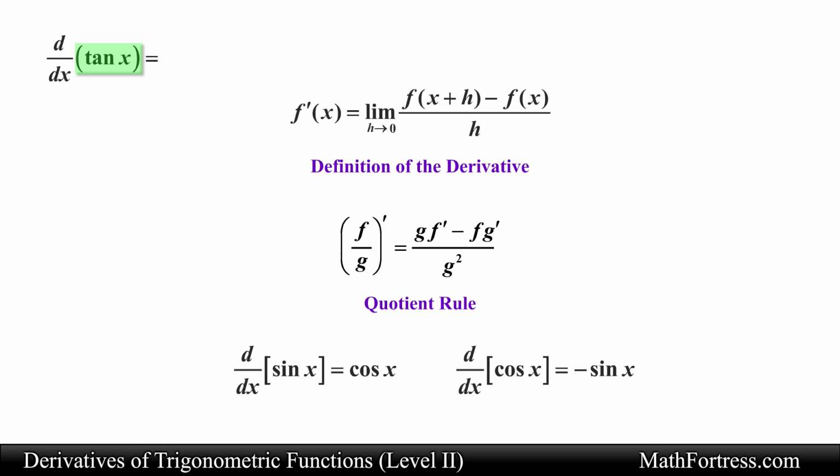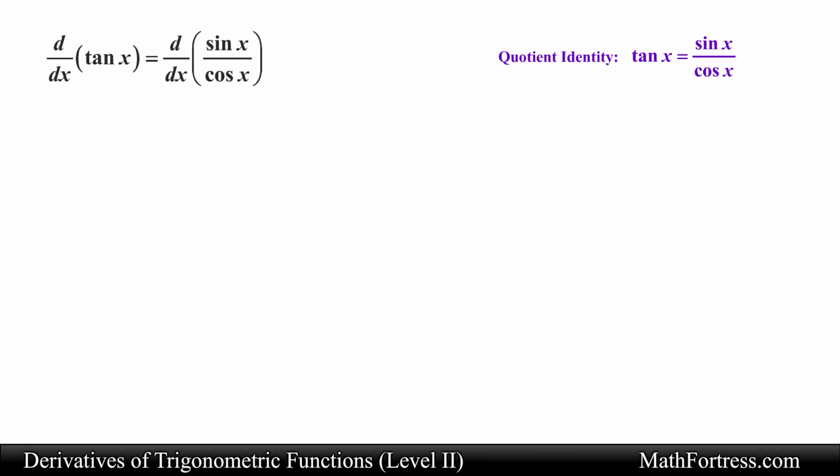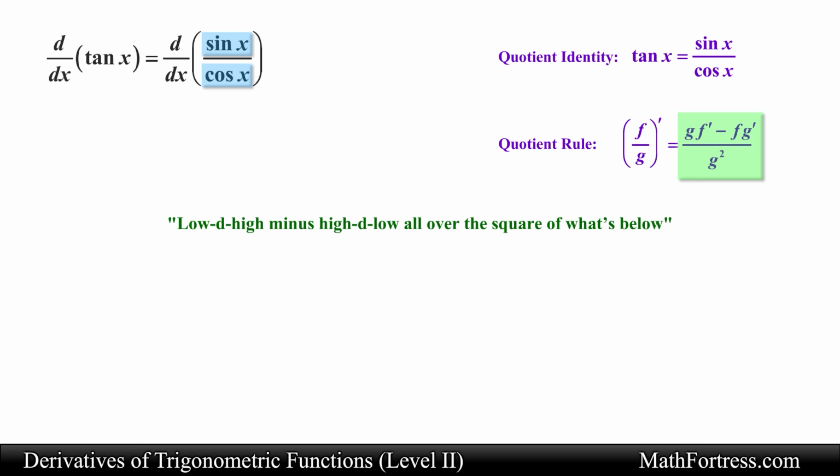Let's try this out by finding the derivative of tangent of x. We're going to do this by using the quotient identity for tangent. Tangent of x can be rewritten as sine of x over cosine of x. This way, we now have a quotient of functions. So we're going to take a derivative of the function by applying the quotient rule. Low d high minus high d low all over the square of what's below.